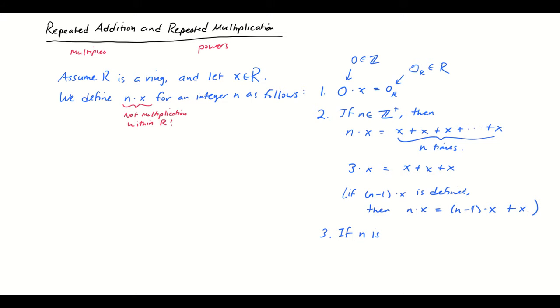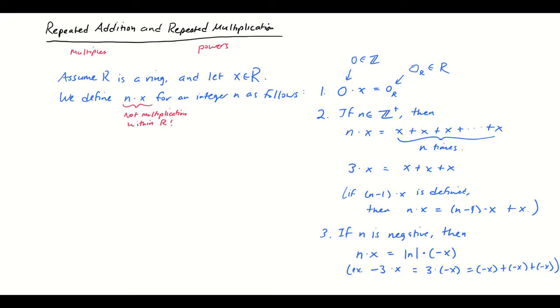All right, and finally, if n is negative, then here's how we define n times x. So what would it mean, for example, to take negative 3 times x? The way we define that is we make that to be the absolute value of n copies of the opposite of x. So for example, negative 3 times x would be 3 times the opposite of x, which would be opposite of x plus opposite of x plus opposite of x. So that's how we define integer multiples of a ring element.